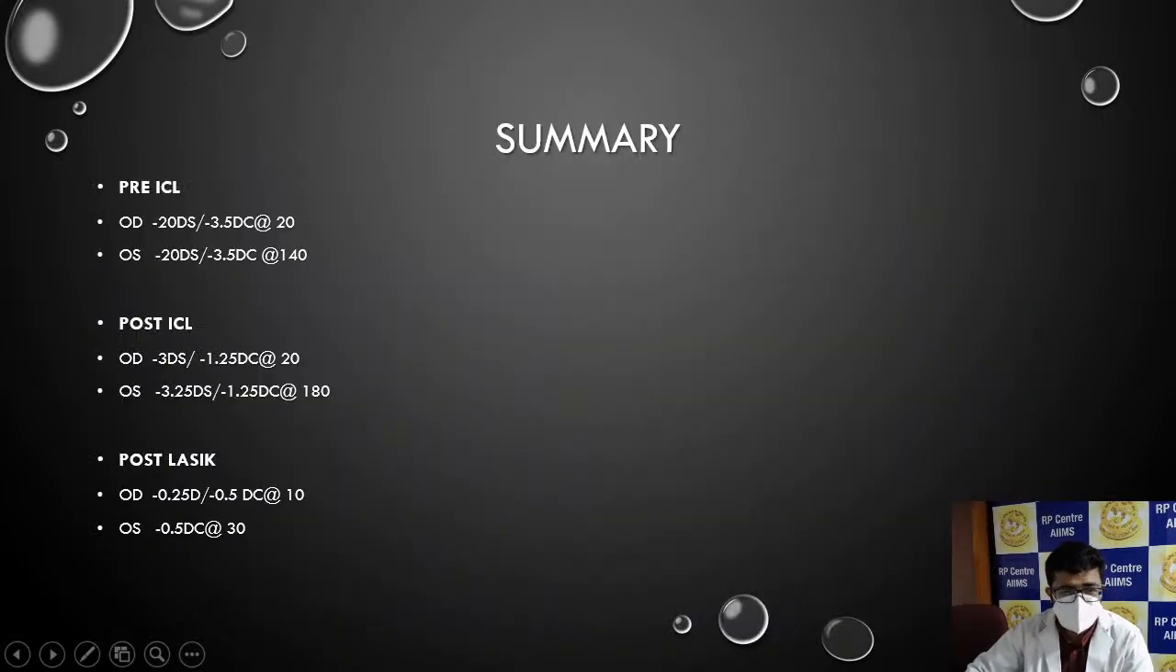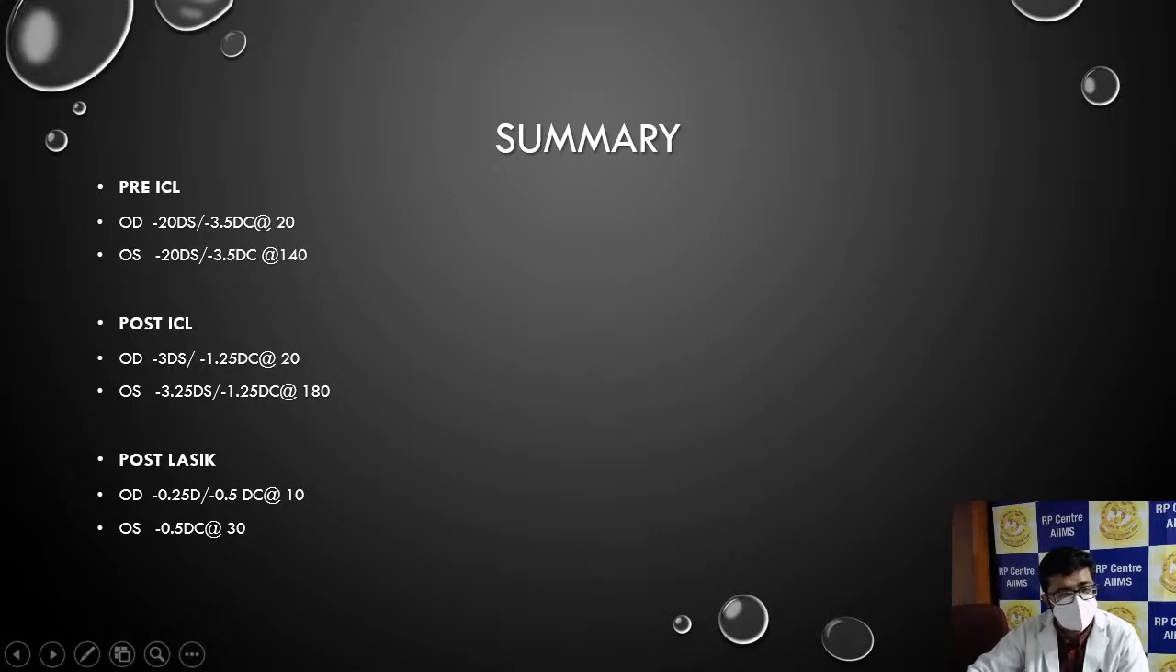So in short, pre-ICL the patient had a refractive error of right eye minus 20 diopter sphere and minus 3.5 cylinder, and left eye minus 20 diopter sphere and minus 3.5 diopter cylinder. And post ICL, the refractive error was reduced to minus 3 diopter sphere and minus 1.25 cylinder in the right eye, and in the left eye minus 3.25 and minus 1.25 cylinder.